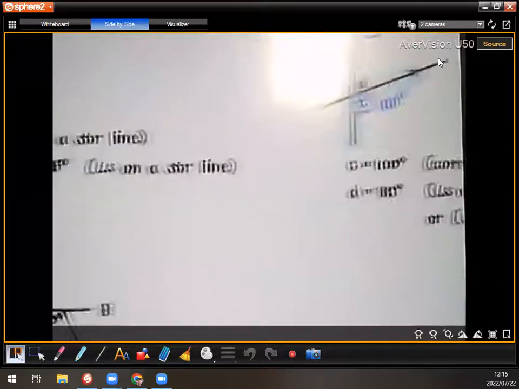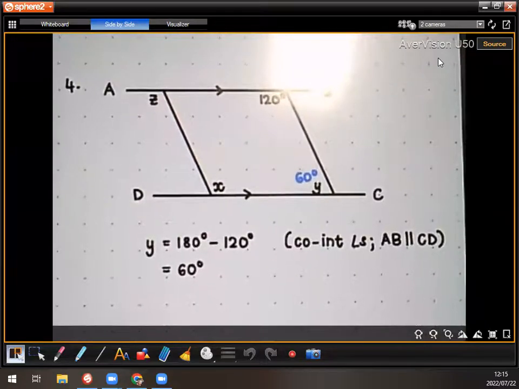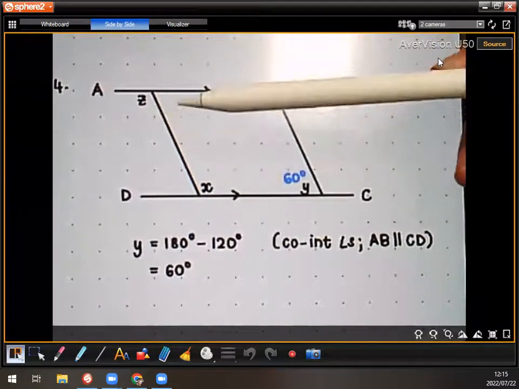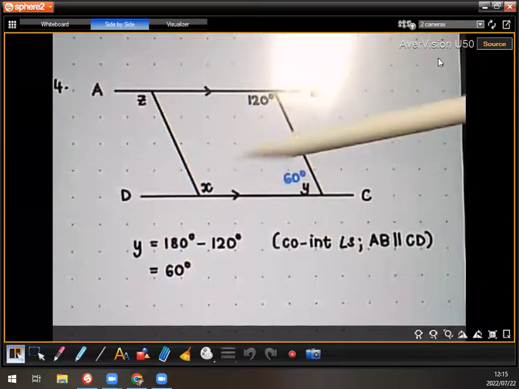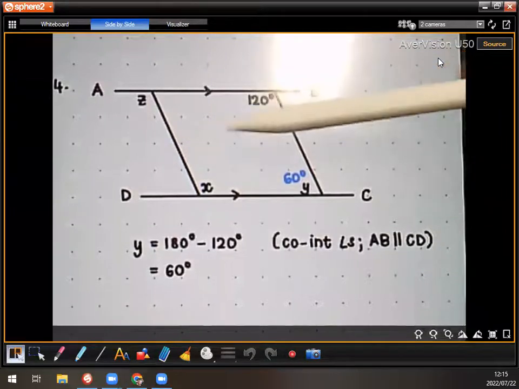All right, now in number 4, there was actually a problem in the textbook. They didn't actually give us enough information to find X and Z. I wonder how many of you said that X and Z are both 120 degrees. Okay, most of you. I almost did the same thing, right? Because look at how they've drawn these two lines. They've drawn them as if they are parallel, but they didn't indicate that they are. There are no arrows on these two lines.